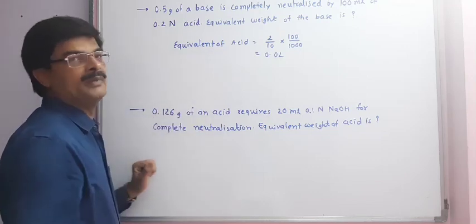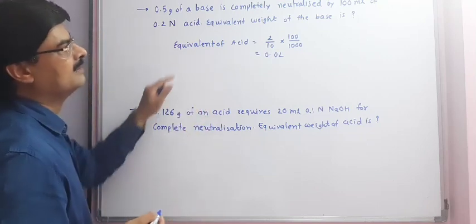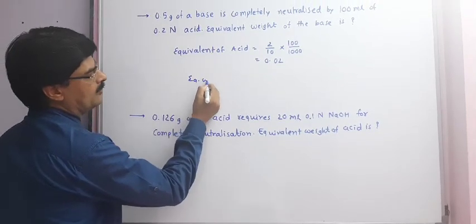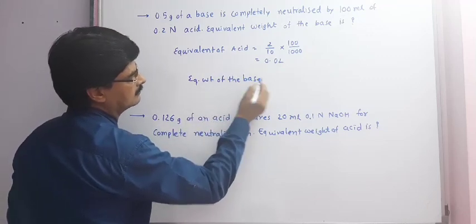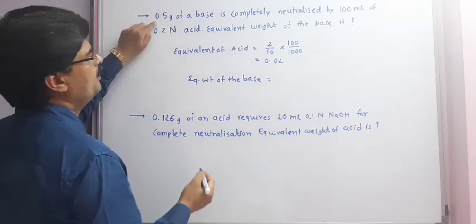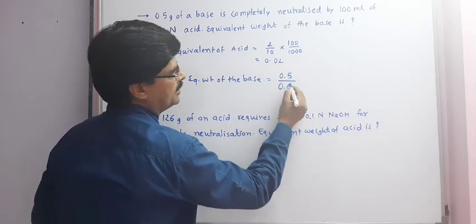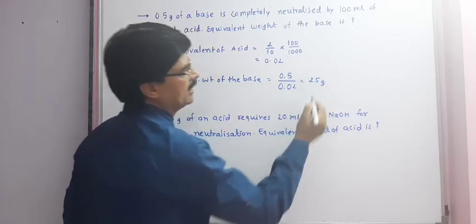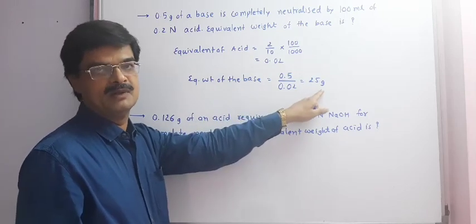So equivalent of acid is equal to 0.02. Now equivalent of acid is equal to equivalent of base. So on comparison, we will get the equivalent weight of the base. So equivalent weight of the base is equal to 0.5 gram of base divided by 0.02. On simplification, we will get 25 gram. So equivalent weight of the base is equal to 25 gram.